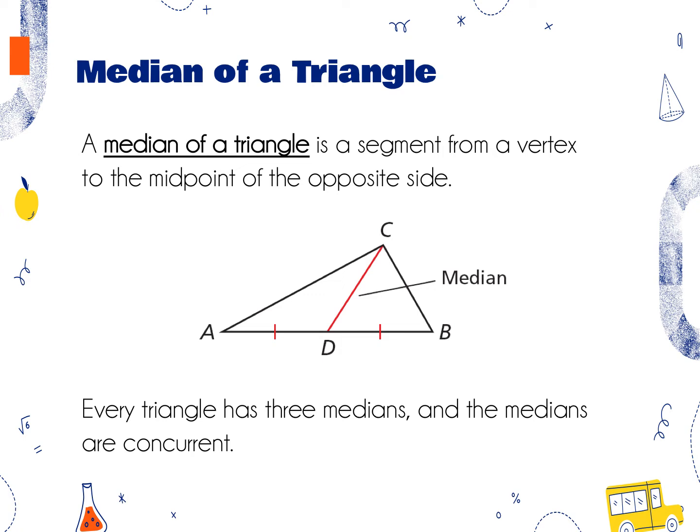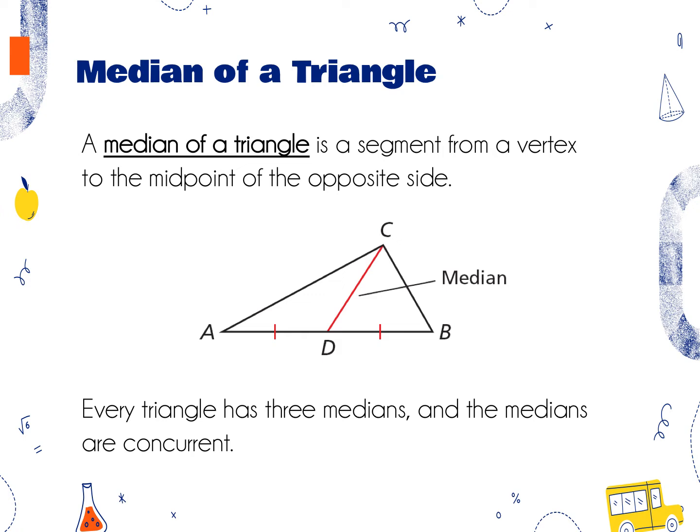Okay, so first we're going to define what a median of a triangle is. A median of a triangle is a segment from a vertex to the midpoint of the opposite side. In this figure, only one median is drawn in, and it's the red segment. However, every triangle has 3 medians, and the medians are all concurrent. So let me go ahead and draw in the other medians.